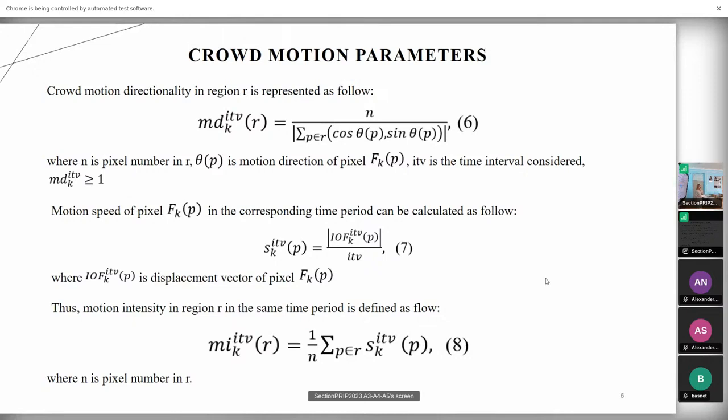Motion of the pixel can be calculated as the length of the displacement vector divided by the time interval considered. And the motion intensity in the region can be calculated as the sum of motion speeds divided by the number of pixels in this region.